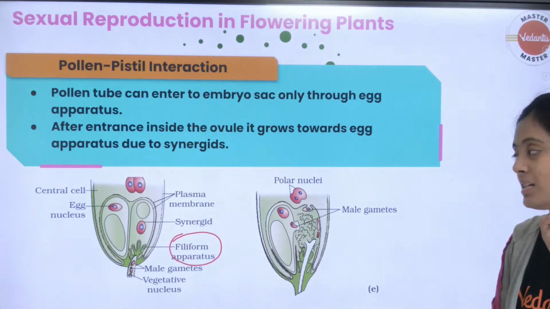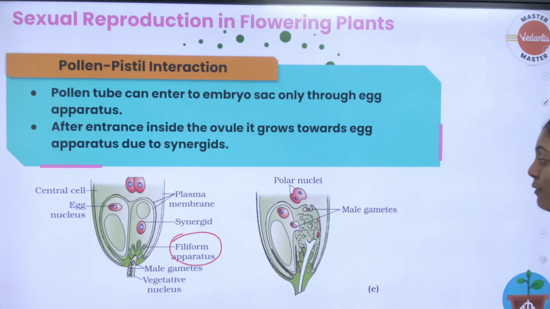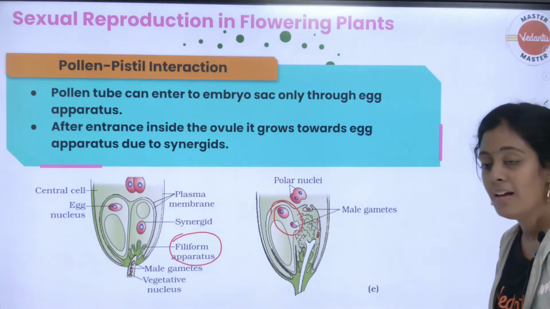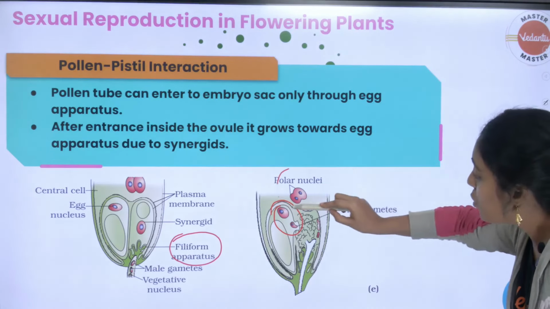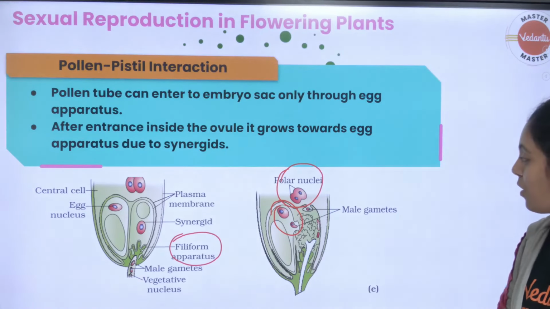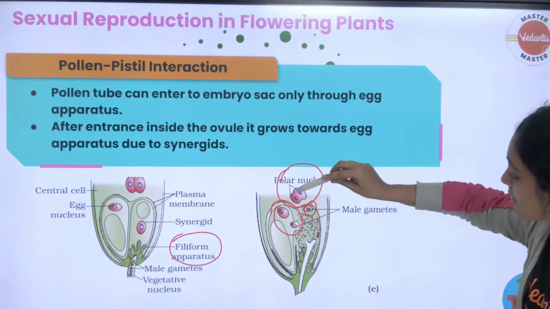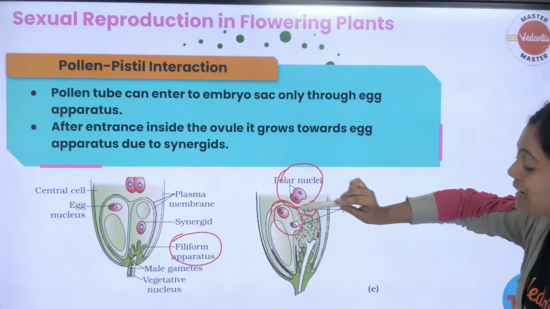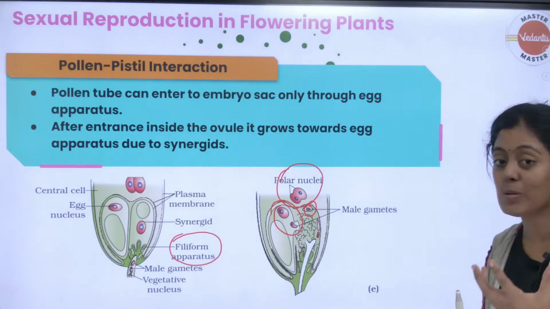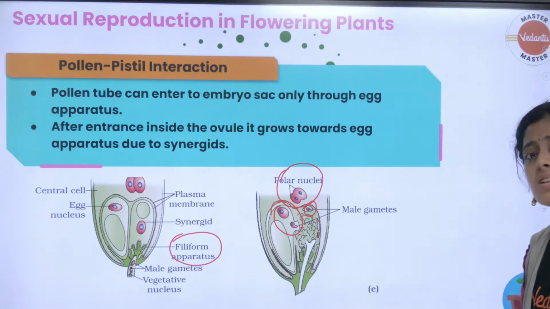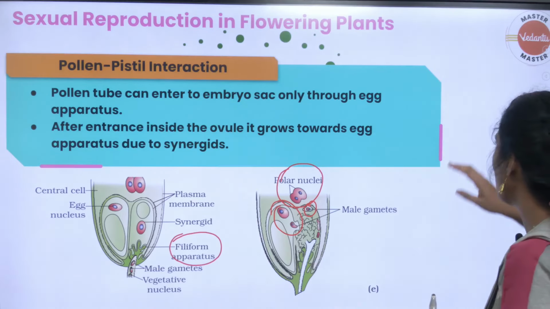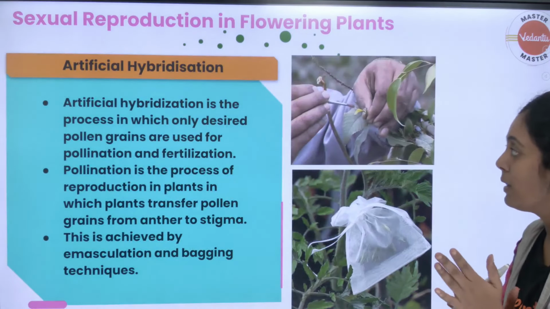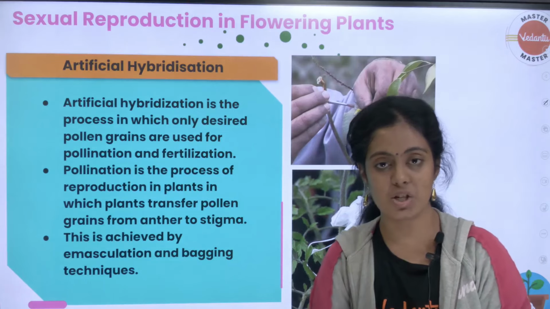Rendu male gamete irukum. So one of it will fuse with the egg cell. Okay, the other one will fuse with the central cell. Okay, inga paathingla, inga oru male gamete which is ready to fuse with my central cell, and inga oru male gamete which is ready to fuse with my egg cell. This is what we call it as double fertilization. We will see about it in a little while. Okay, ippa nama paaka porathu artificial hybridization.